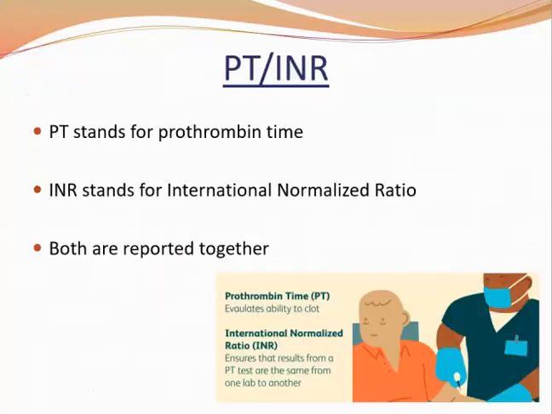One of the most common coag tests that are run in the laboratory is the PT-INR. PT stands for the prothrombin time, and this evaluates the ability for blood to clot. The INR stands for the International Normalized Ratio, and this number helps ensure that the results from lab to lab are the same. And both of these numbers are reported together to get the PT-INR.